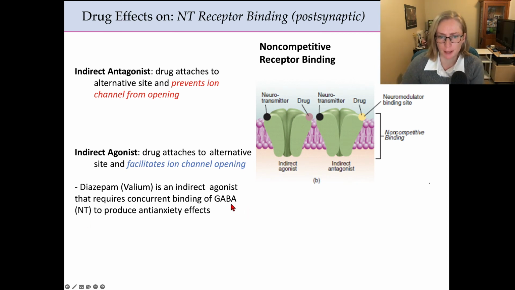In fact, for GABA, normally I put a slide up on here that talks a little bit more about it.